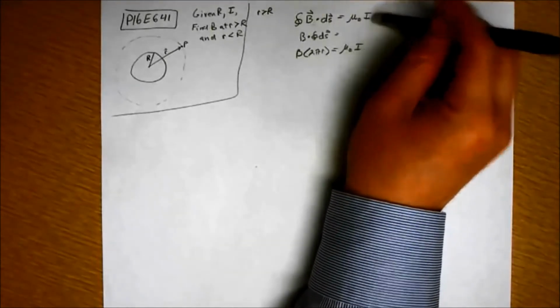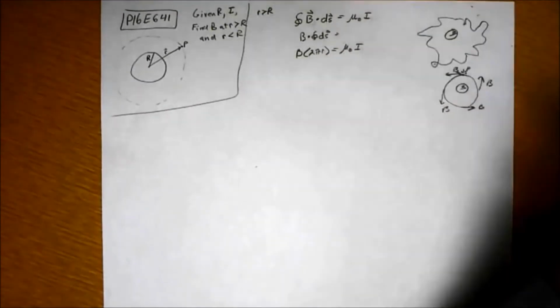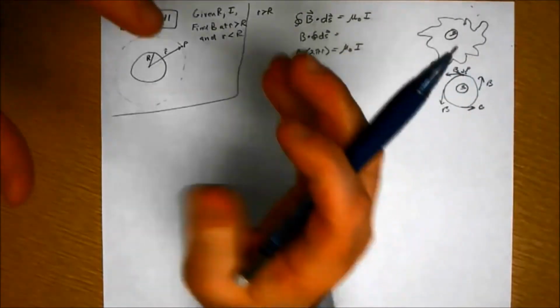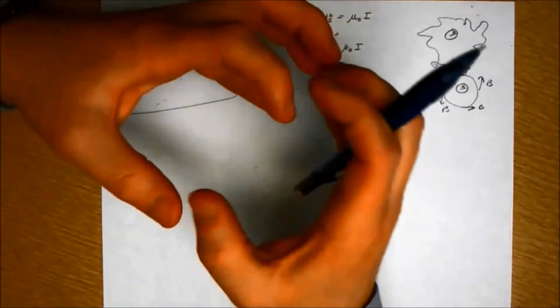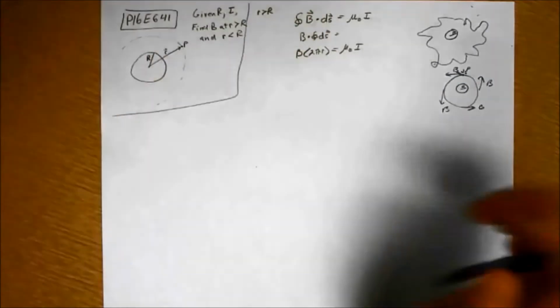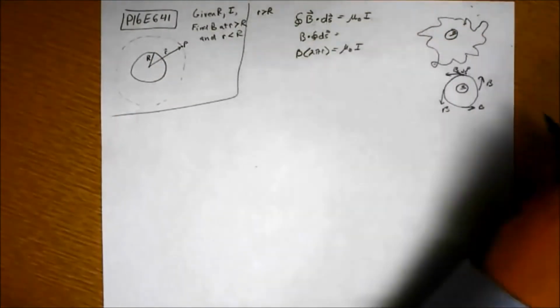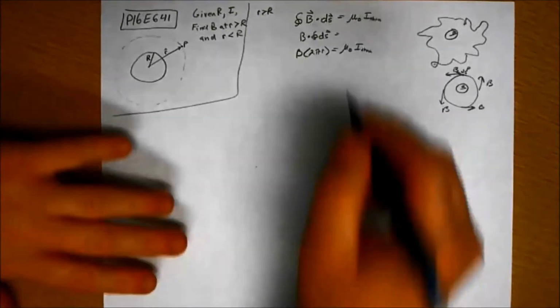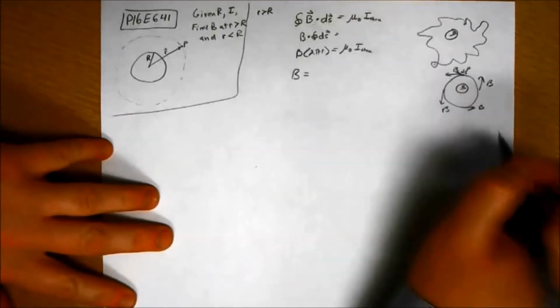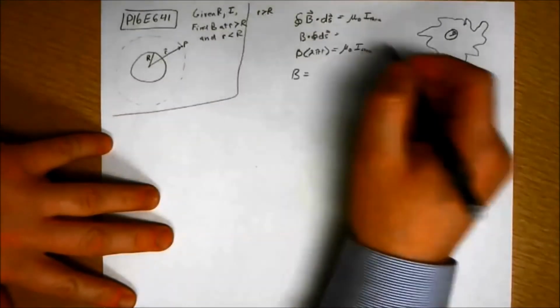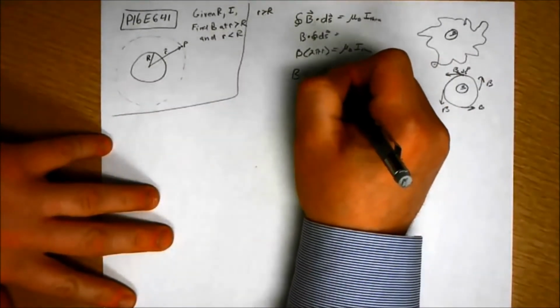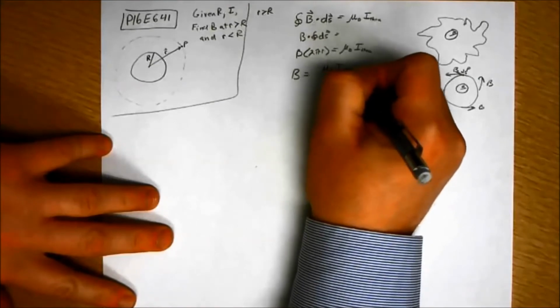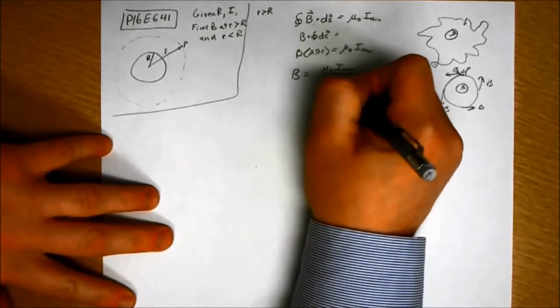I don't like to use the phrase enclosed because that works with Gauss's law, because Gauss's law has a Gaussian surface, so the charge actually is enclosed. In this case, the current is just passing through. Maybe I should say through. So that means the magnetic field at any point r, where r is greater than the radius of the wire, is going to be mu naught I through over 2 pi r.